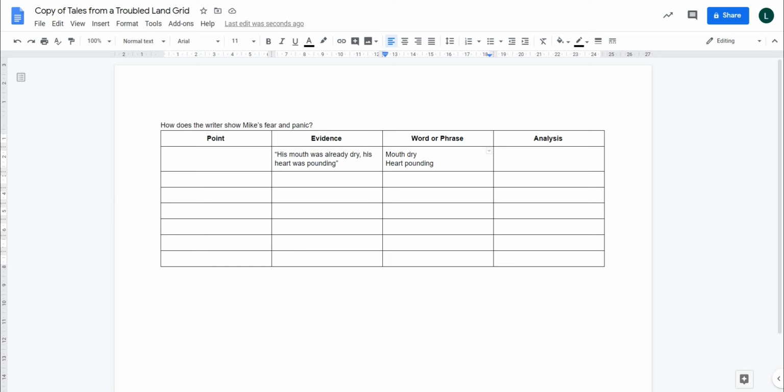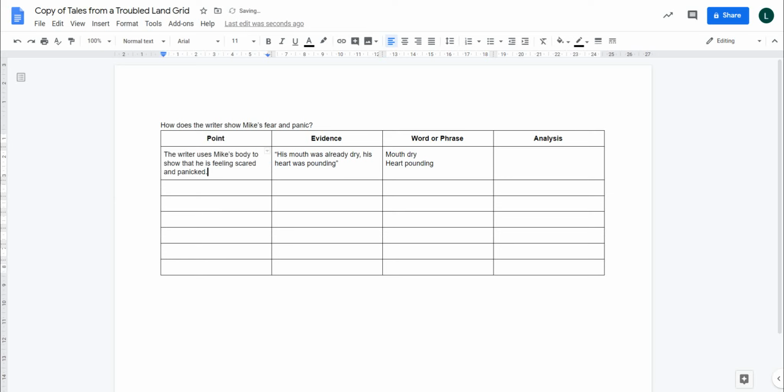So what I need to do now is take those annotations and those ideas that I had yesterday, and make them into a point that answers the question. Now when you're doing this, make sure that your point answers the question, how does the writer show Mike's fear and panic? And it might be that you have to rewrite your point several times before it really answers the question. So here is my point for this one.